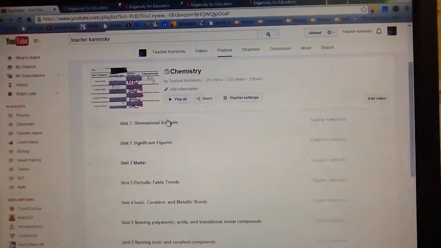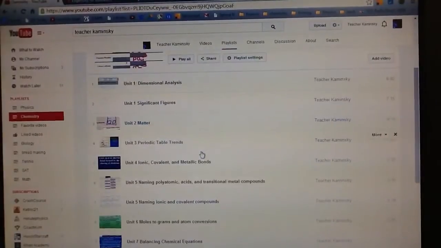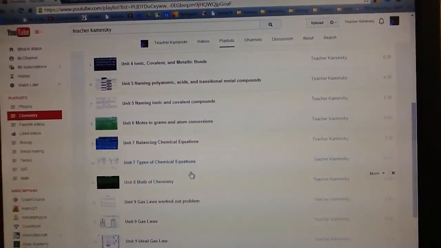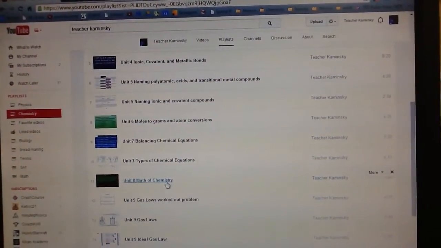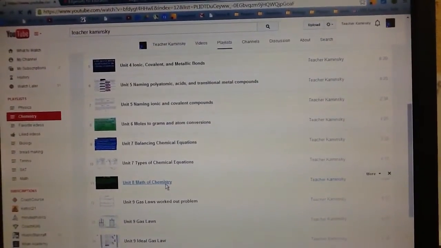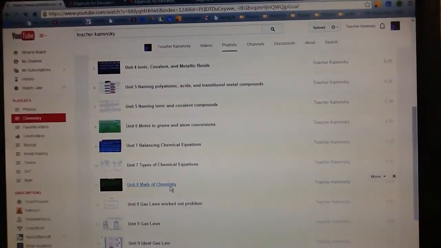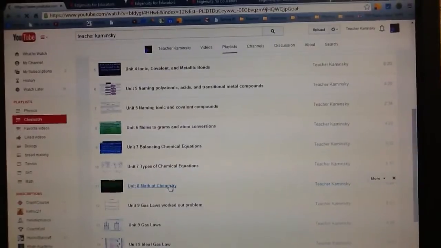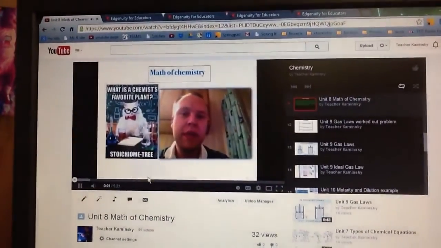So let's just click chemistry, for example. Let's say a student comes in the middle of the math of chemistry, it's stoichiometry. They could watch this video to have a good initial overview of what we're covering in the unit. These are all aligned with C-Scope in the right order that all the teachers are following as well, so they should be within a unit or two.